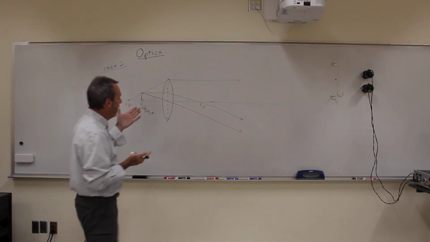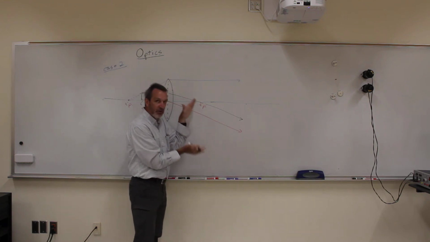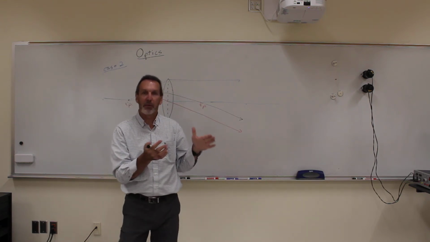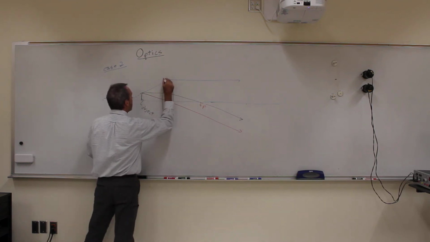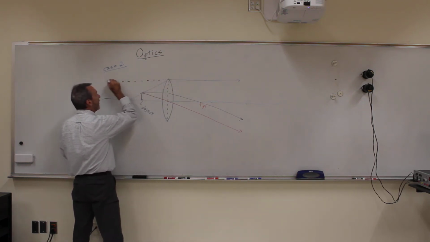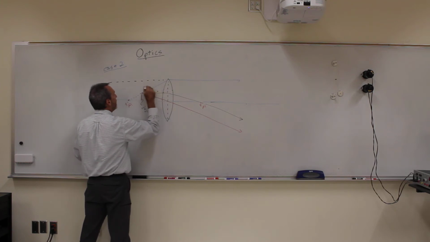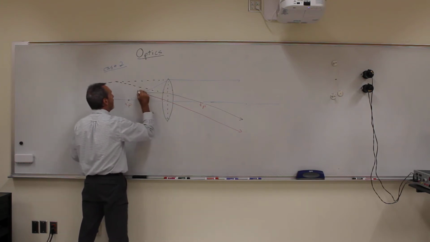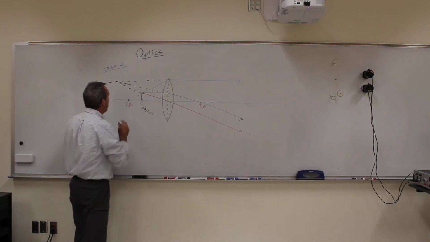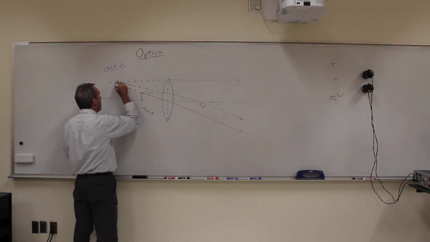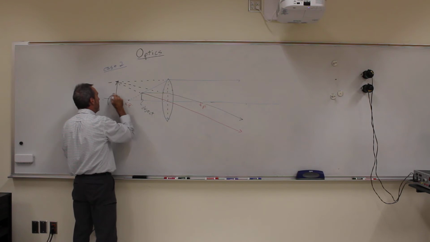Now, you say, look, these light rays are diverging. They're not going to come together anywhere, not produce an image. But if I project them backwards, so I'm going to extend that one backwards, I'm going to extend this one backwards here, I'm going to extend this one backwards here, they all hit at a point. That point they hit at is our image.